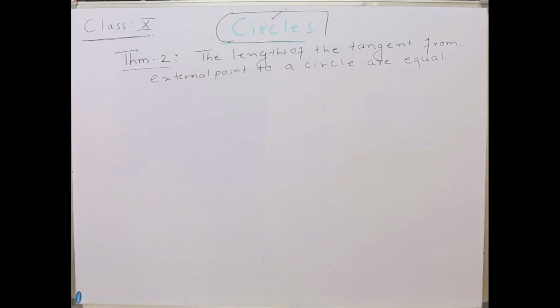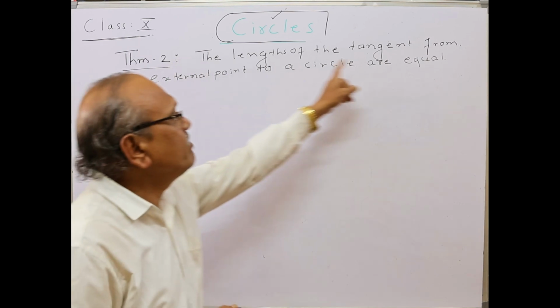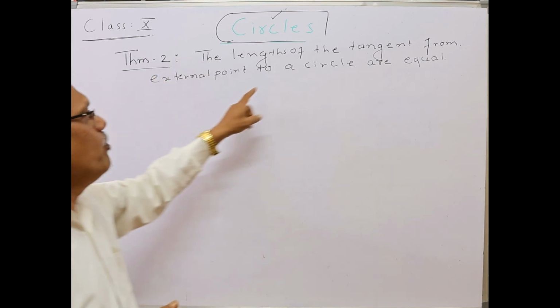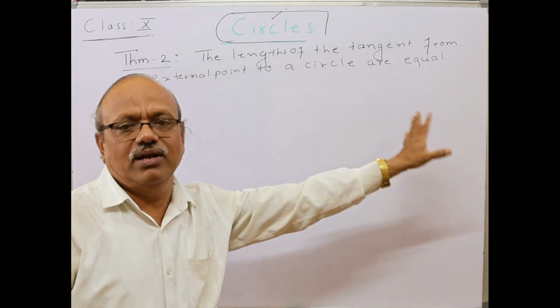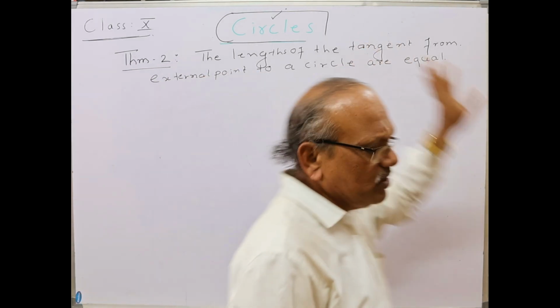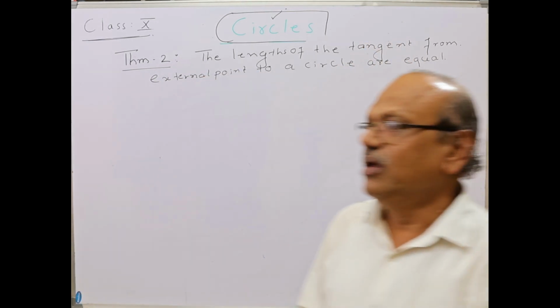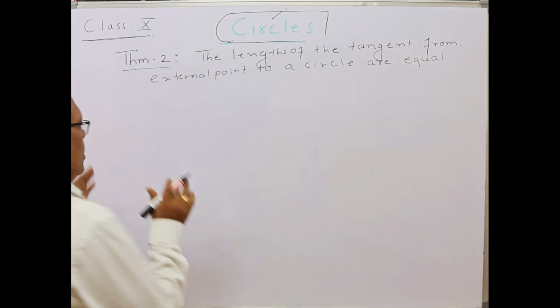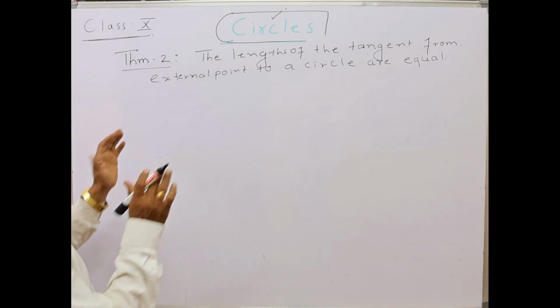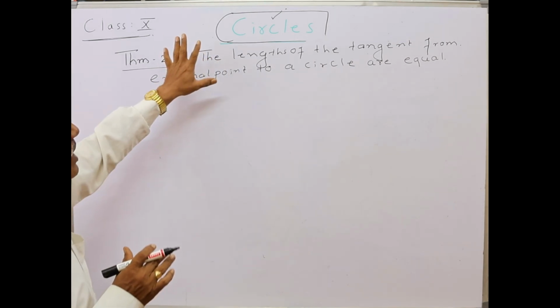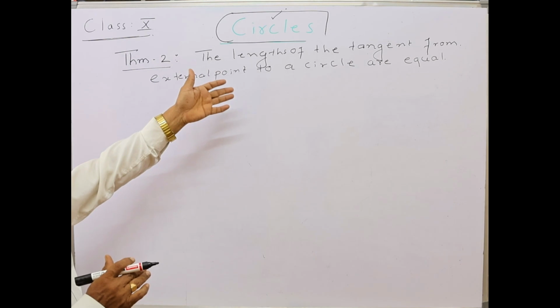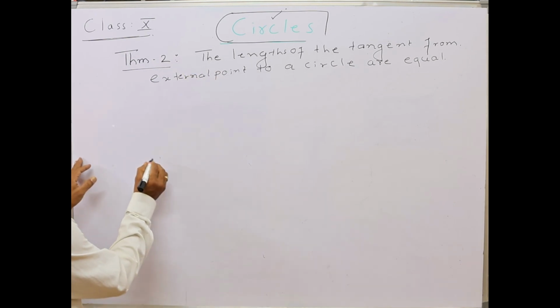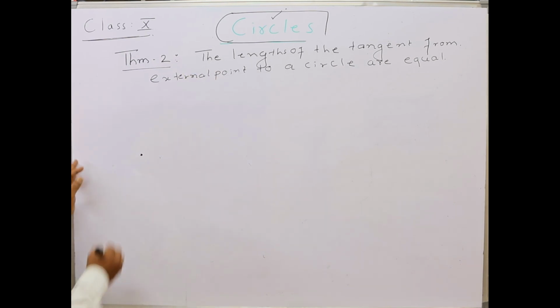What is the statement of the theorem, dear students? The lengths of tangents from an external point to a circle are equal. Only this much will be given in your examination. And first of all, you must understand the theorem. What is the theorem? In the introduction, I told you how many tangents you can draw from an external point to a circle.